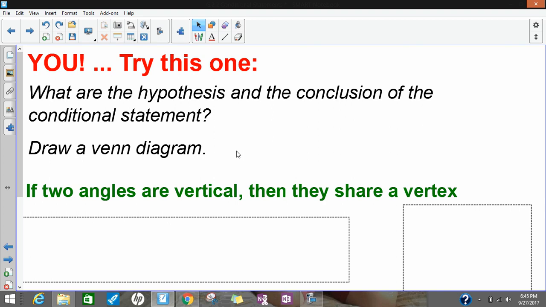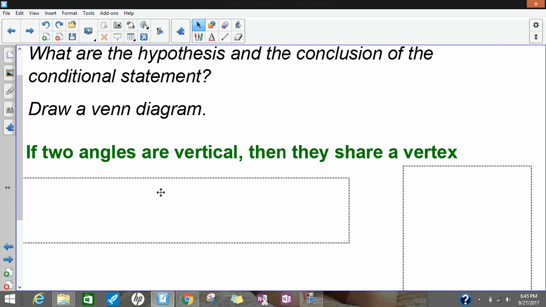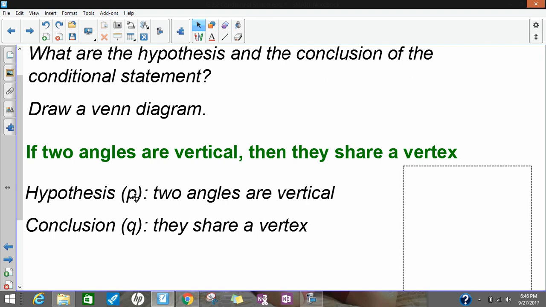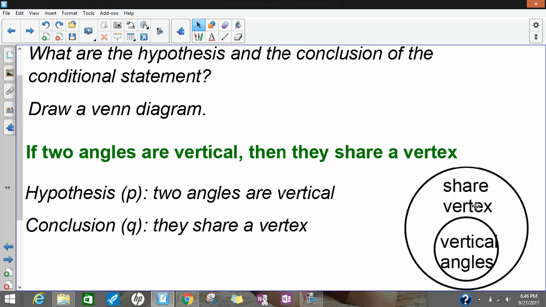So I want you to pause here. I want you to try this one. Just identify the hypothesis and conclusion like we did on the previous page, and then draw a Venn diagram. So here the words after if are two angles are vertical. That's my P, my hypothesis. The words after then are they share a vertex. That's Q, my conclusion. And so my hypothesis P, angles being vertical, that's going to be my small circle. My big circle is going to be angles that share a vertex. And so this is what a Venn diagram would look like.